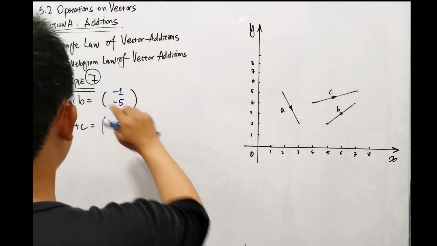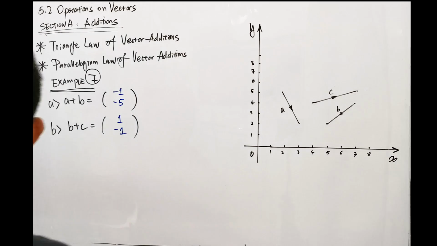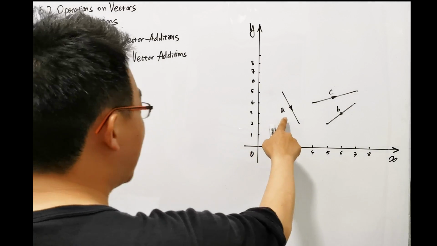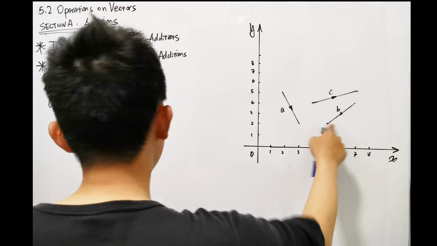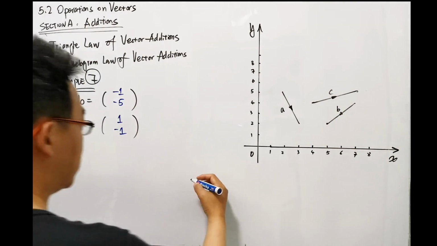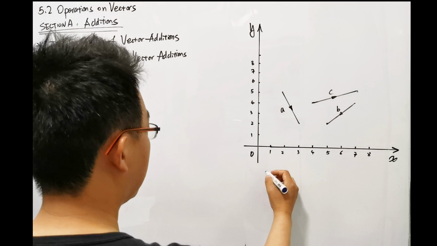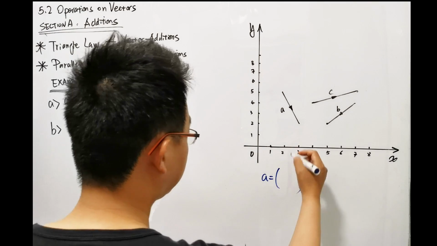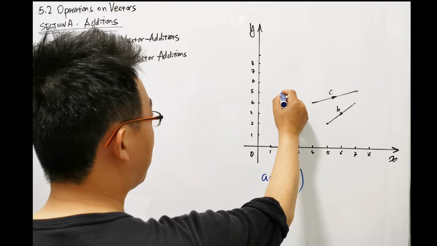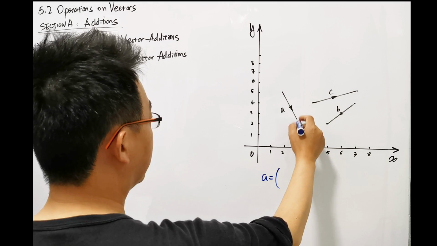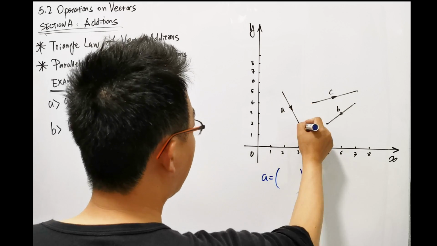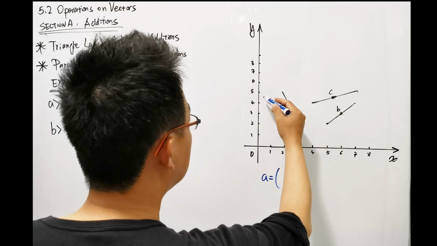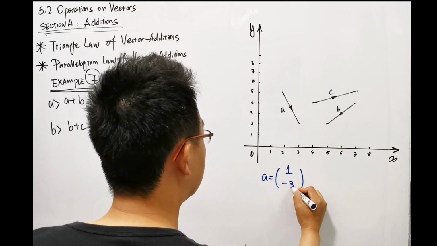So now let's relook at this example 7. If we use a column vector to represent A and a column vector to represent B, let's see what result we get. For A, the column vector goes from the initial point to the terminal point: 1 unit to the right, and at the same time going downwards 1, 2, 3 units, so minus 3.